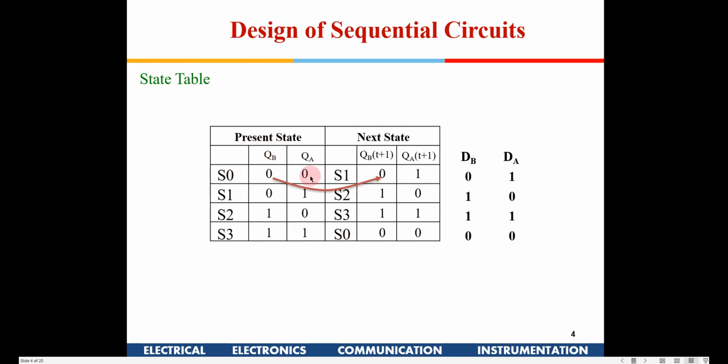QA and QB are the 2 different flip-flops. This is the present state of the flip-flops, and this is the next state of the flip-flops. So we make a state table like this.